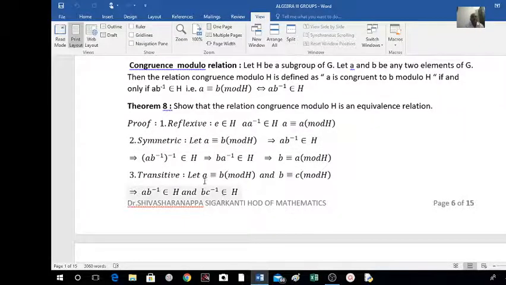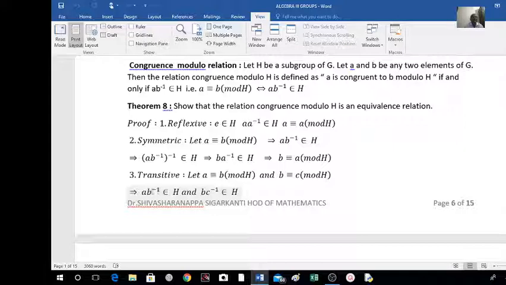Now here let me consider A congruent to B mod H and B congruent to C mod H. A congruent to B mod H implies AB inverse belongs to H, and B congruent to C mod H means BC inverse belongs to H. Now here H is a subgroup, meaning H itself is a group. If H is a group, and A, B belong to H, then AB also belongs to H. Right?